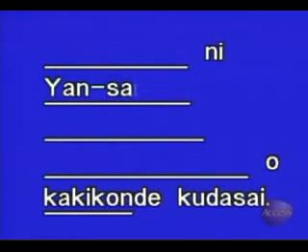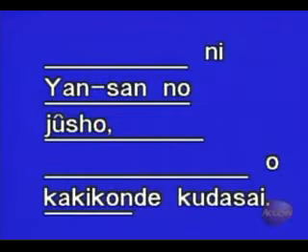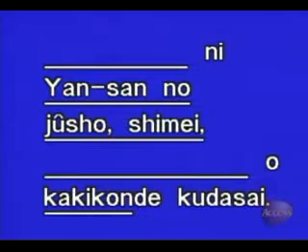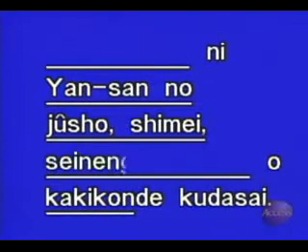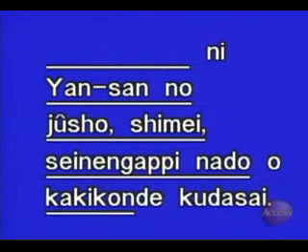First of all, Yan-san no jusho. This means your address, although Mr. Kobayashi expressed it as Jan's address. Using the person's name instead of your is very common in Japanese. Next, shimei. This means name. Note that in Japanese, the usual word order is not name and address, but jusho, shimei. And finally, seinen gappi nado. Seinen gappi means date of birth, and nado means and so on.